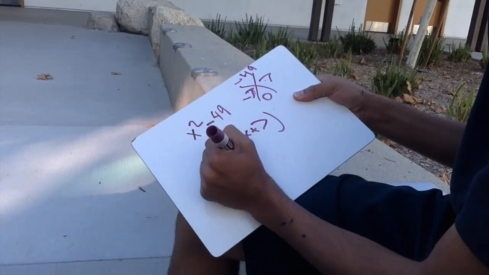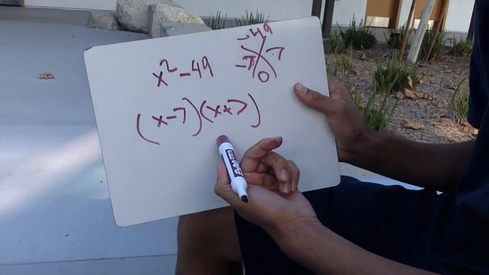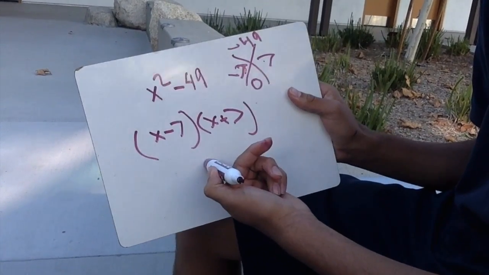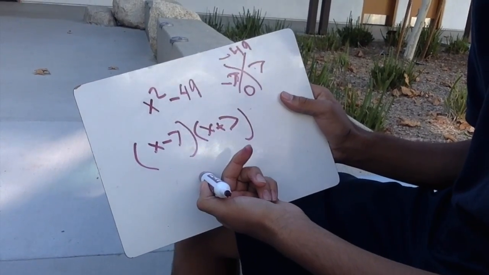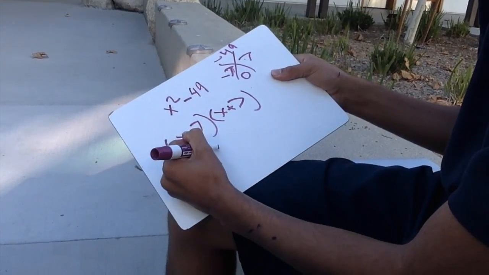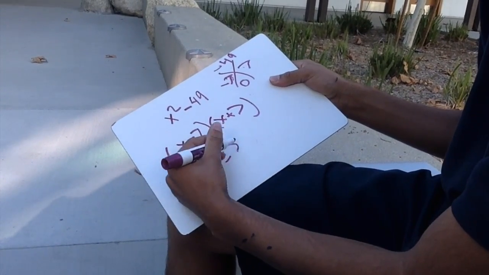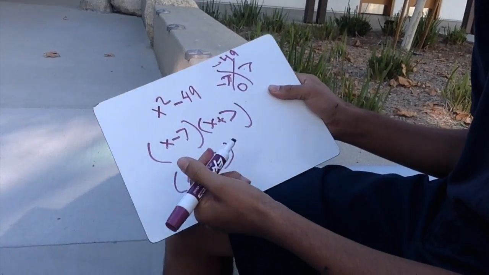Or you can write it the other way. Or the other way. And that's how you do it. X plus or minus 7. X equals plus or minus 7. Yeah, you could do that. Equals. I don't even know if you can do equals. Not with parentheses. What do you mean?